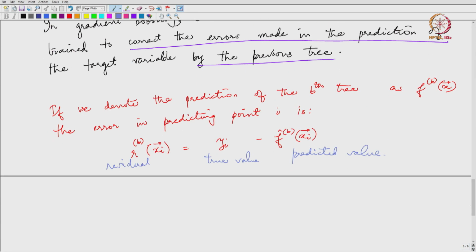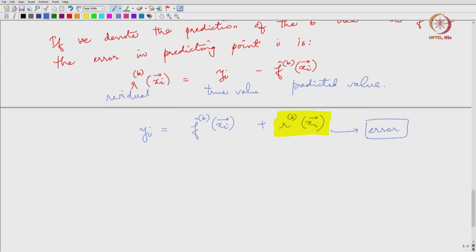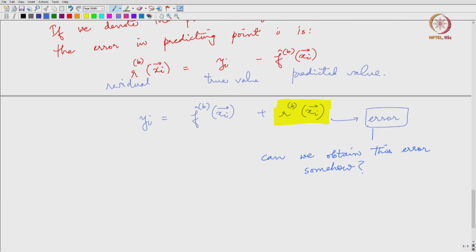So, now if you wanted the true value, then you can write that as the predicted value plus the residual. Okay. So, if you have to fix the prediction that is made by the previous tree, then you can add the residual to it and you should get the right answer. So, in a sense, the residual is basically the error made by the previous tree. So, that is the error that we are trying to capture here in gradient boosting. So, can we obtain this error somehow? Okay, how do we obtain this error?